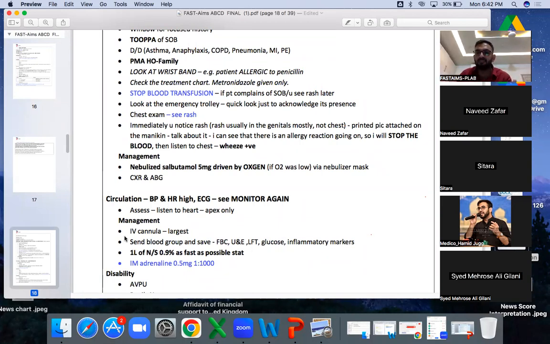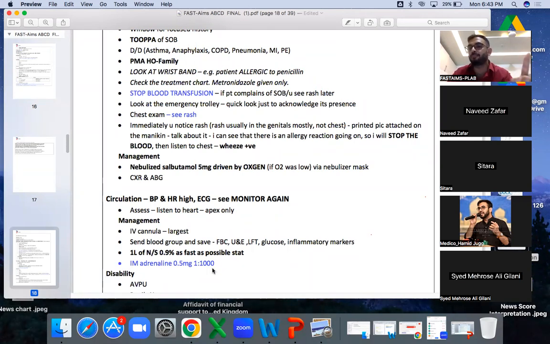Sending samples, cross-matching, is quite important. Blood grouping is important because you need to learn what has happened with the blood transfusion. If it is a blood transfusion, you need to do the cross-matching, sampling and blood grouping. Then you will give normal saline as fast as you can, 1 liter of normal saline as fast as you can. Okay. Before that, you will give IM adrenaline.